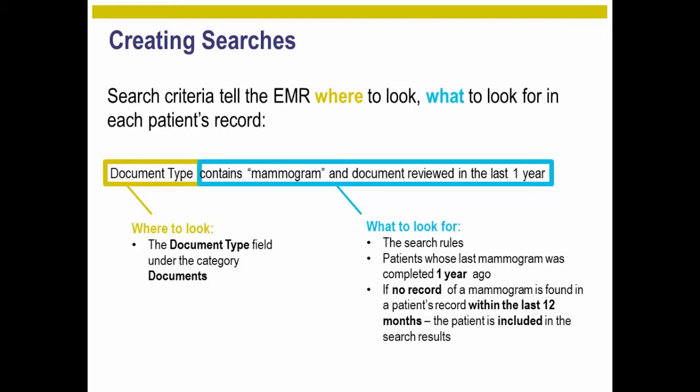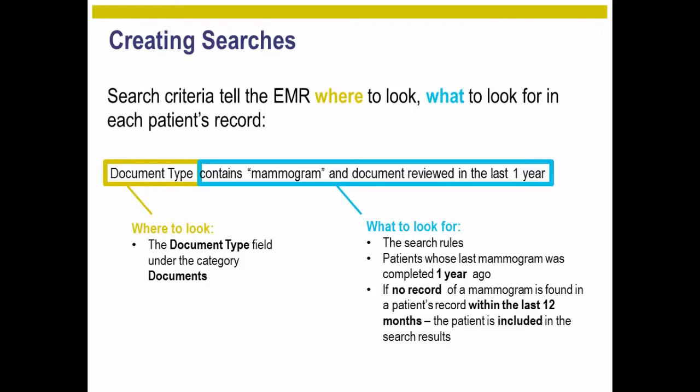So now, if we make this line of criteria an exclusion, the system will be looking in the document type field of each patient for a mammogram and including these patients in the search result if they have no record within the last year. If a patient does have a record of a mammogram within the last year, that patient will be excluded from the search results. This is important to understand.